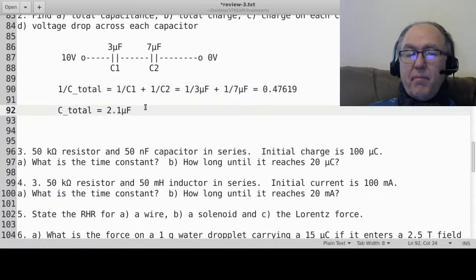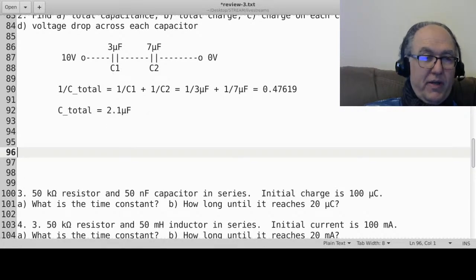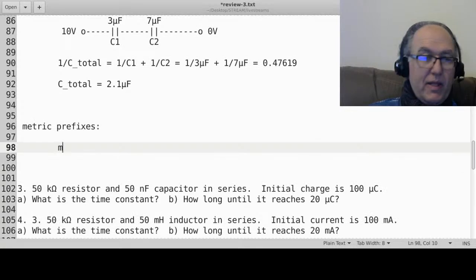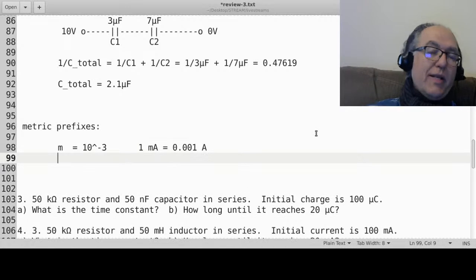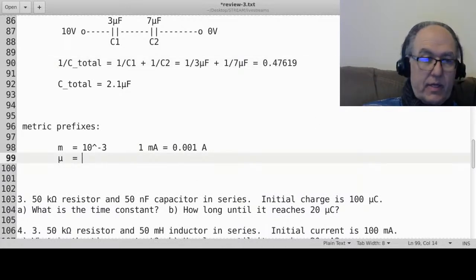Now maybe I should say something about metric prefixes. A little bit of an aside here. We have quite a few of them this semester. Milli you already saw, like a milliamp. That's 10 to the exponent -3. So 1 milliamp is equal to 0.001 amp. The next one down is micro, and micro is 10 to the -6.